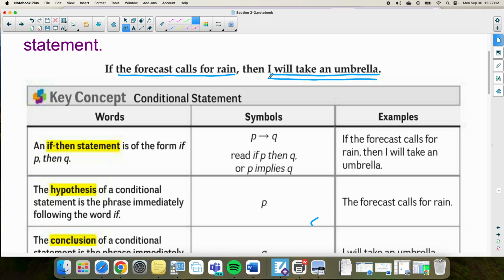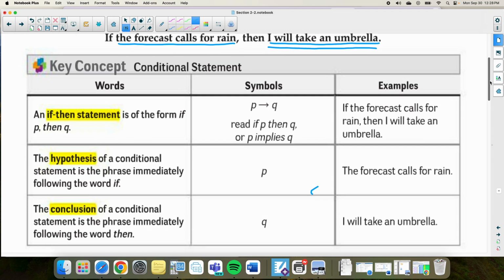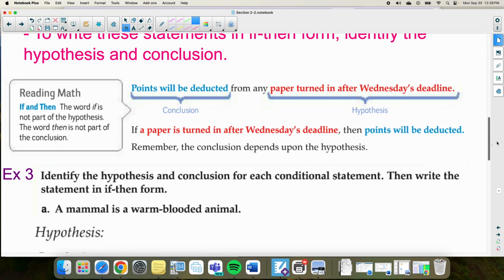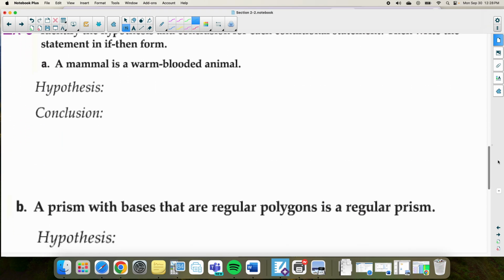Okay, and that's how we're gonna do it with our assignment. Make sure with the conclusion you do not underline the word then. And I say this all the time, and then when we get to the quiz, I have kids that underline if, and they double underline then, and then they lose points. You don't underline if, you don't double underline then. Okay? So let's go down here to example 3.